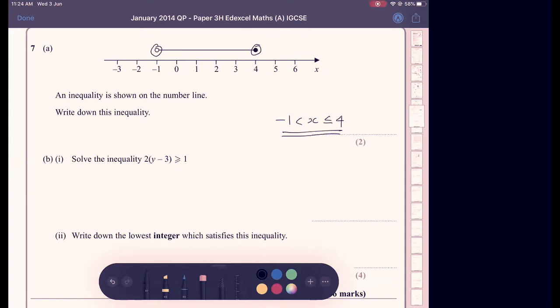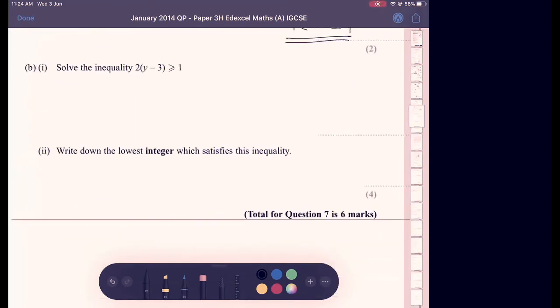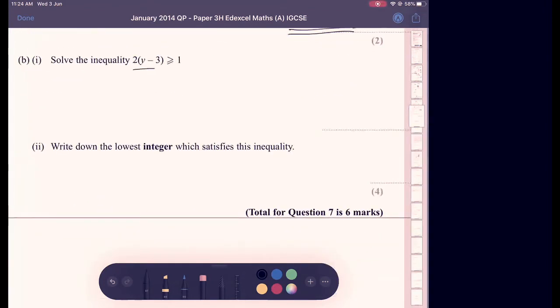Solve the inequality 2(y minus 3) greater than or equal to 1. First of all, you try to expand it. 2y minus 2 into 3 is 6. So 2y minus 6 is greater than or equal to 1. You can bring this -6 to this side, it becomes plus. So 2y greater than or equal to 1 plus 6. So 2y greater than or equal to 7, or y greater than or equal to 7 by 2. So the answer will be y greater than or equal to 3.5.